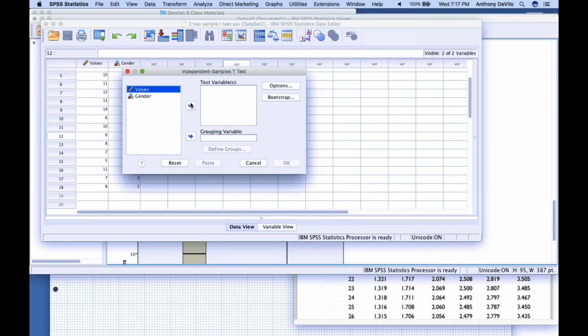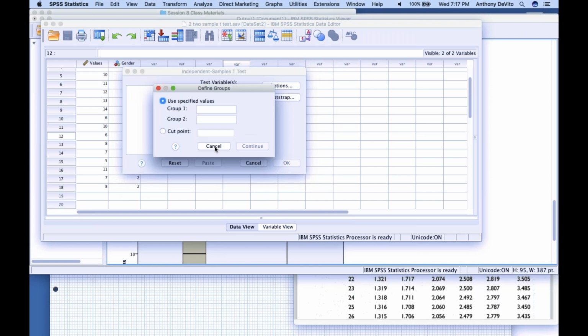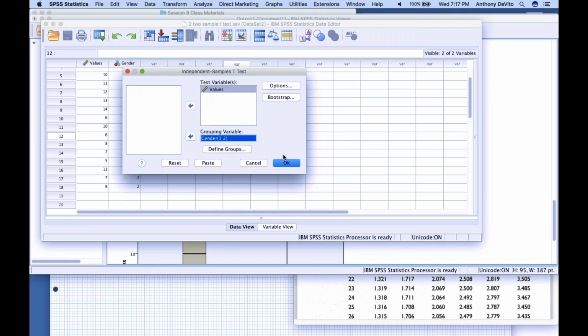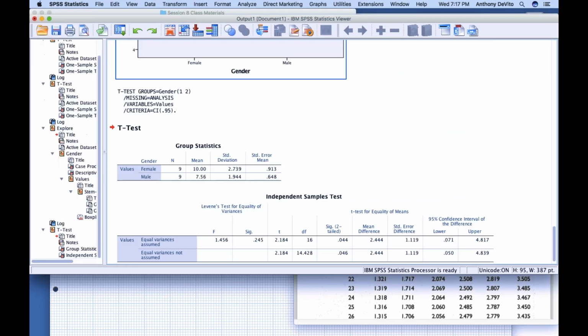I'm going to move the values, the numbers we want to find the mean of, into the test variables. And the groups, I want to break them up into gender, male and female, here. And I'm going to define the 2 groups as the number 1 and the number 2. And click Continue. And then I'm going to say, let's go ahead and figure this out.